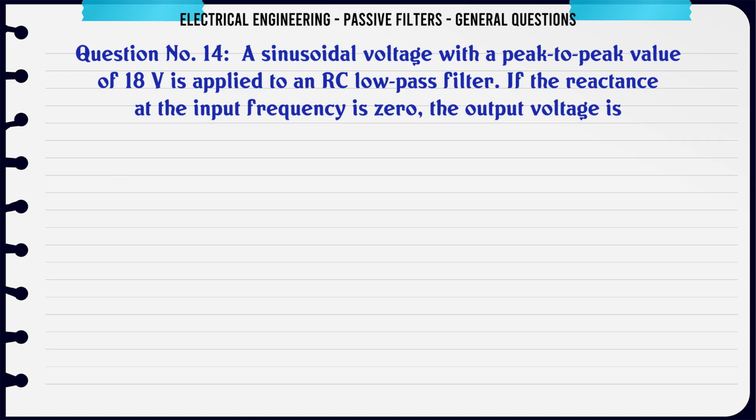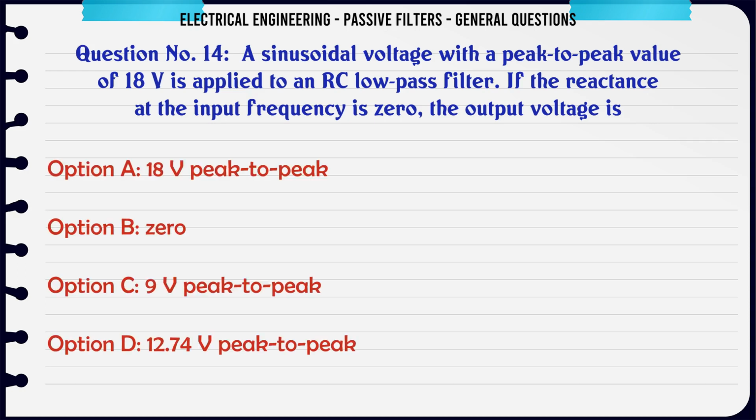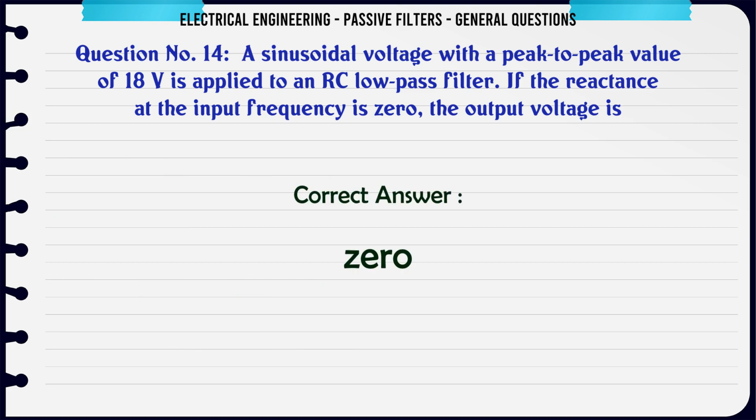A sinusoidal voltage with a peak-to-peak value of 18 V is applied to an RC low-pass filter. If the reactance at the input frequency is 0, the output voltage is: A, 18 V peak-to-peak; B, 0; C, 9 V peak-to-peak; D, 12.74 V peak-to-peak. The correct answer is 0.